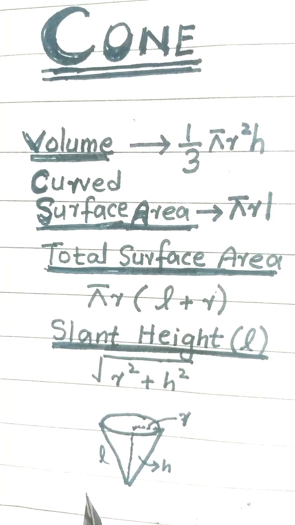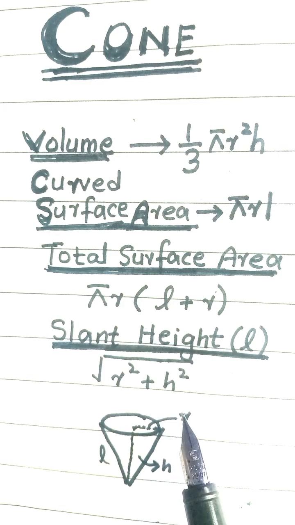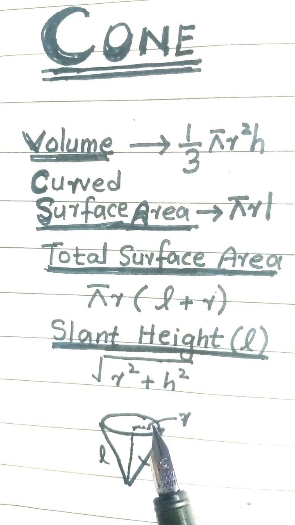Here L represents length, H represents height, and R represents radius.